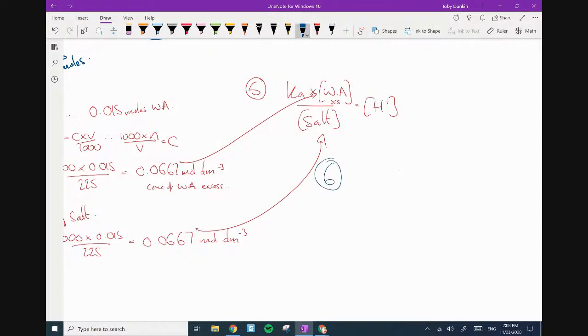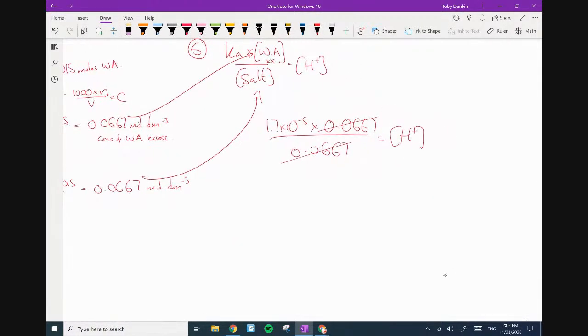Step six. No, it's actually not. It's a continuation of step five. So 1.7 times 10 to the minus 5 multiplied by 0.0667 all over 0.0667. We know that these are going to cancel out to give me H plus because it's half neutralization that I've given you. But it's nice actually to run it in its entirety. I didn't really think through the question well enough, but it's nice to see that this happens.